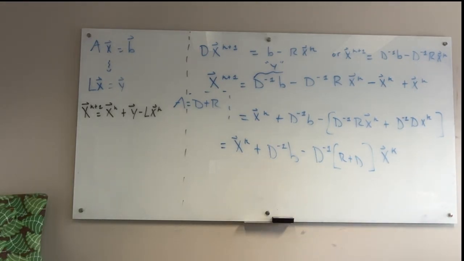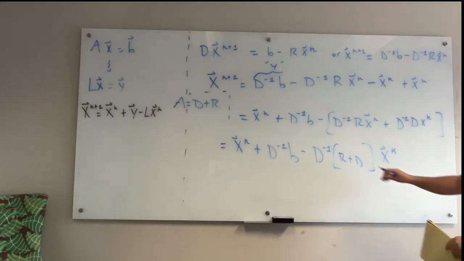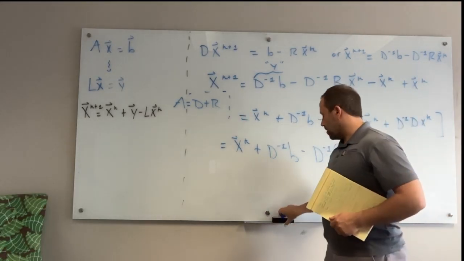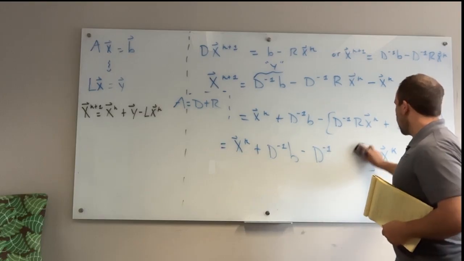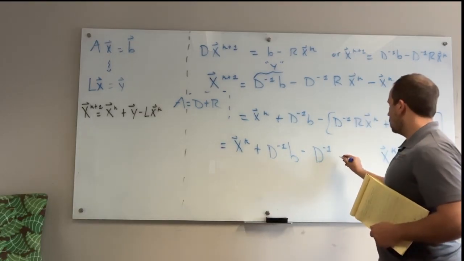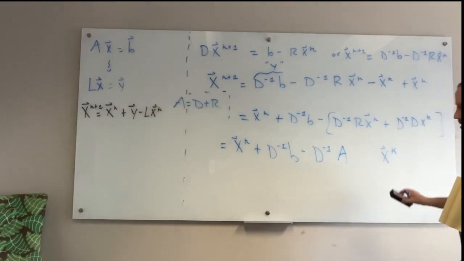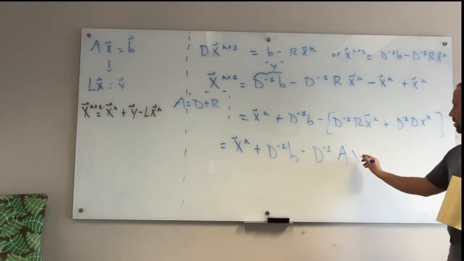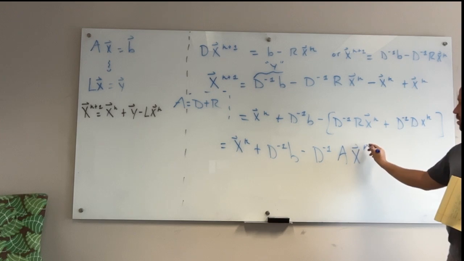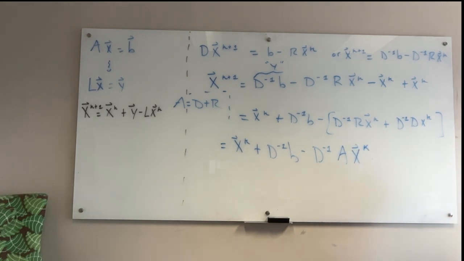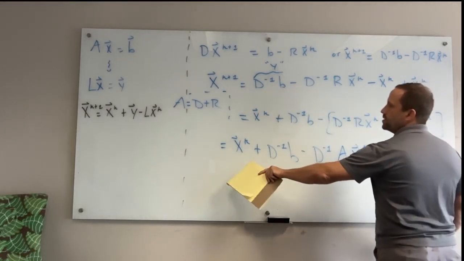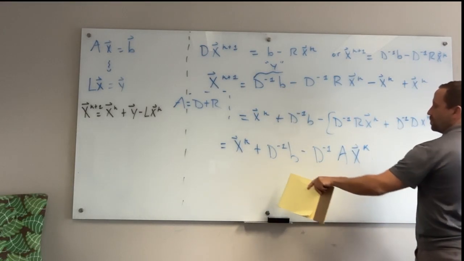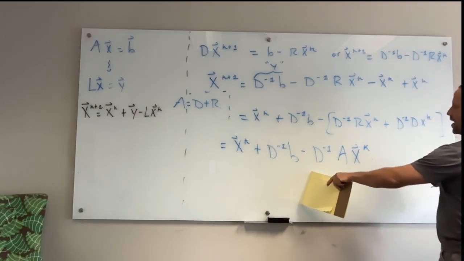Okay. And now, what is R plus D? That's just A. So I have this matrix here. This is just A. And let me scoot this x_k closer, like this. Okay. So now we can match things up exactly to what we have over here. x_{k+1} is equal to x_k plus D inverse b minus this matrix times Ax.